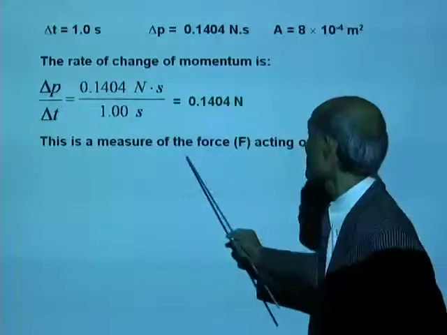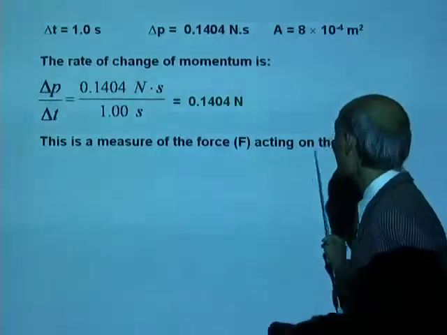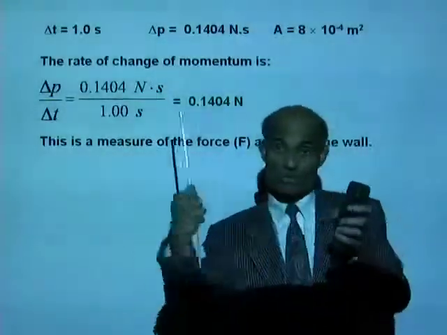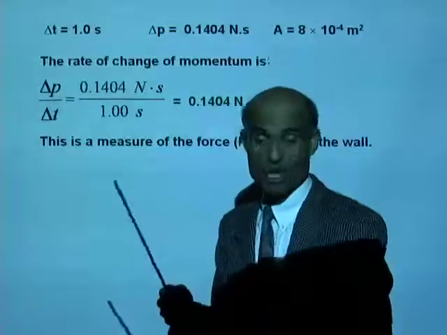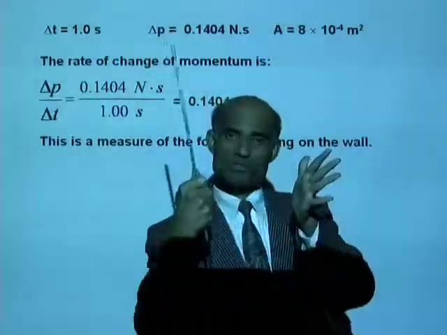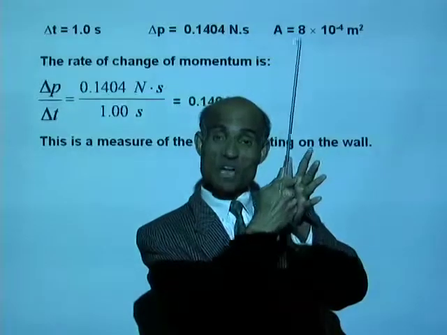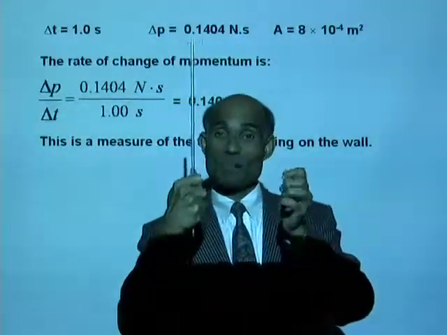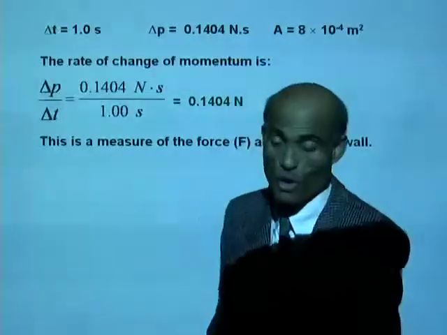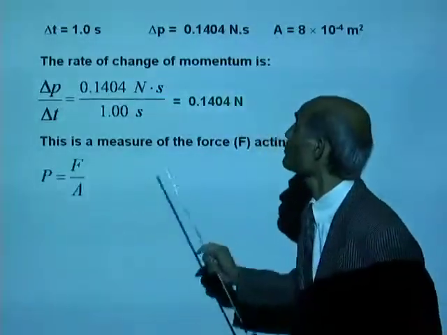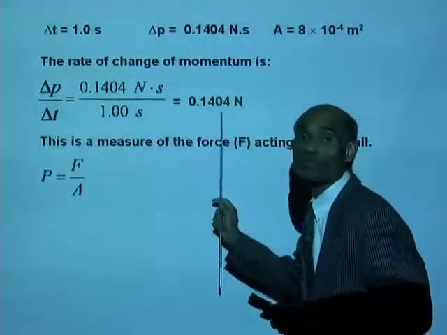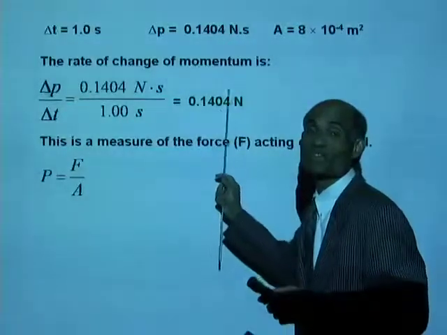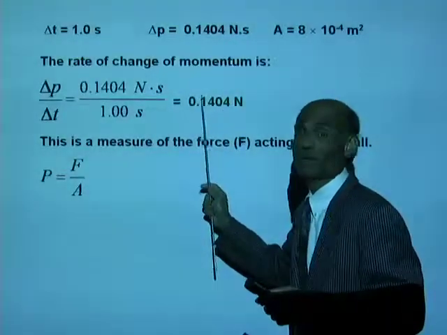So, this is a measure of the force F acting on the wall due to the collision, because the change in momentum is due to the collision. So that change in momentum is a measure of the force exerted by the molecules on the wall. So what is the force exerted on the wall? This is the force exerted on the wall.